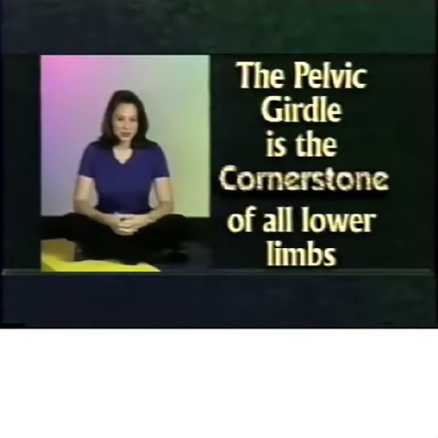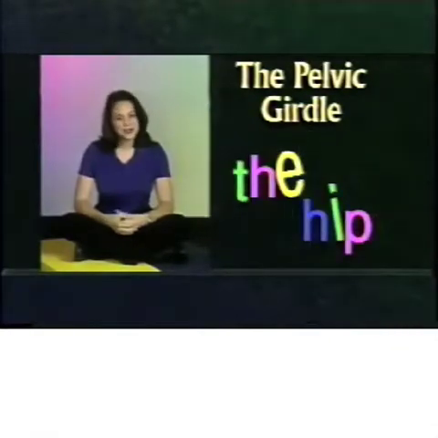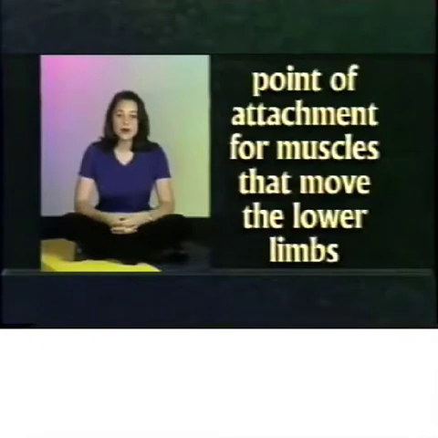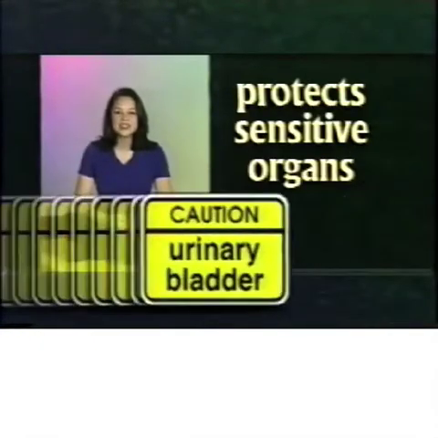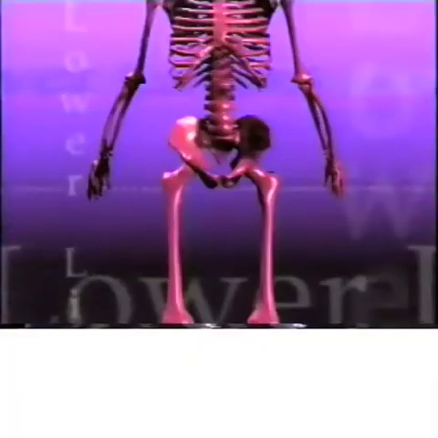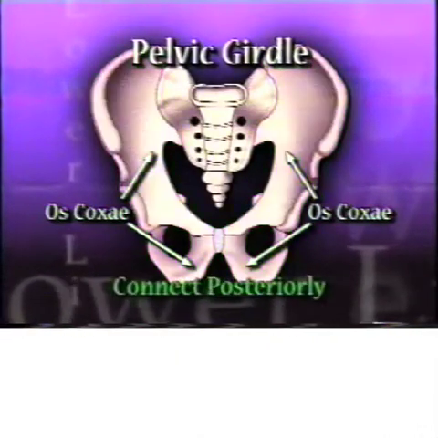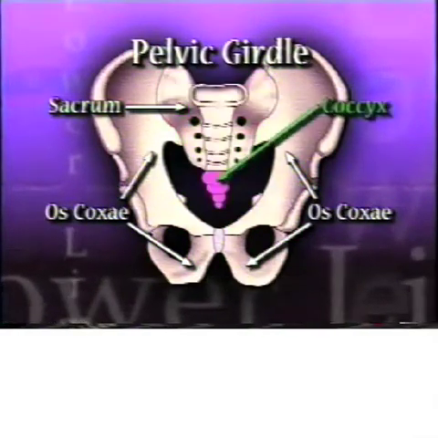Well, regardless of which set of limbs is more important, the pelvic girdle is the cornerstone of all lower limbs. You probably know the pelvic girdle as the hip, but you probably don't know it personally, so let us explain. The pelvic girdle attaches the lower limbs to the trunk of the body. It's also a point of attachment for the muscles that move the lower limbs, and it even protects sensitive organs like the urinary bladder. The pelvic girdle is made up of 2 bones called os coxae, which connect posteriorly with the sacrum and the coccyx.